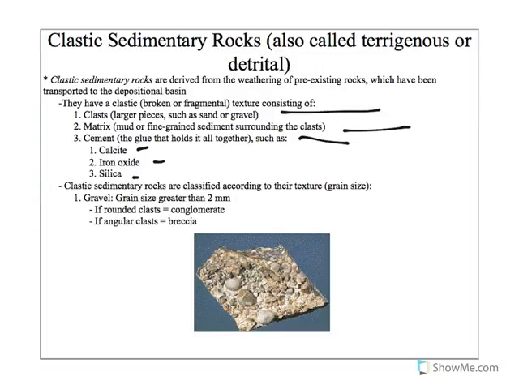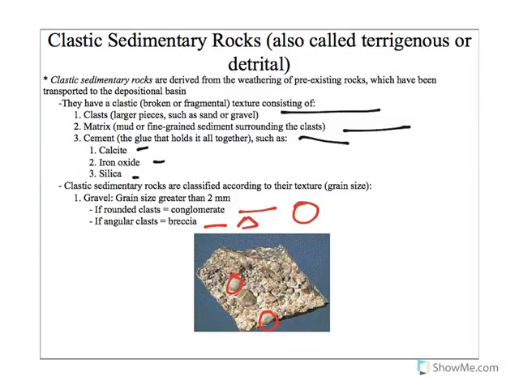So we'll start with our largest grain size, and that would be gravel. Gravel is technically any grain that is larger than 2 millimeters, and we break our gravels down into 2 different types. If we see rounded grains, if I look at this, these look pretty round, we call it conglomerate. If my grains are really angular, that's what we call a breccia.